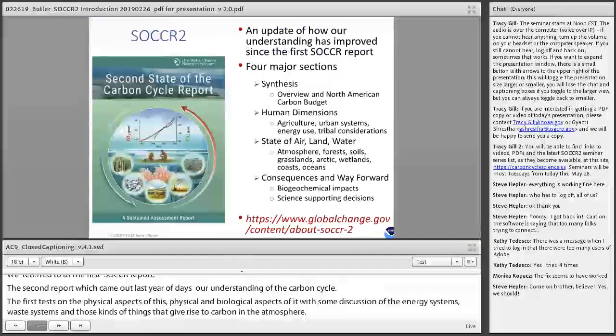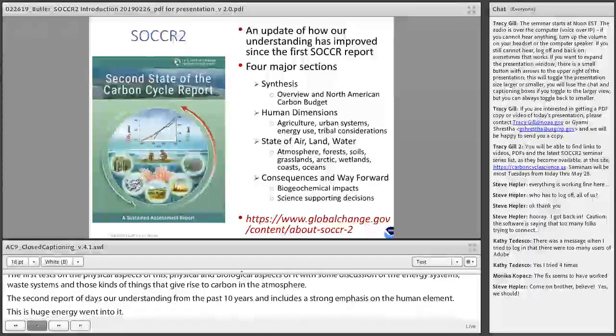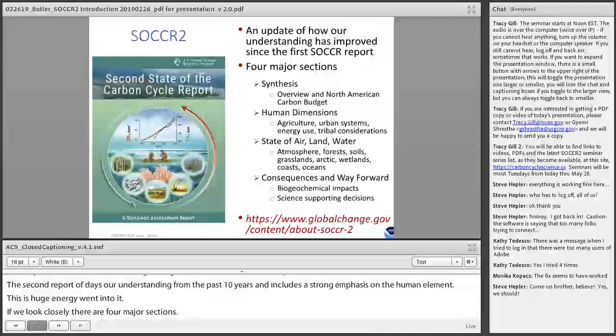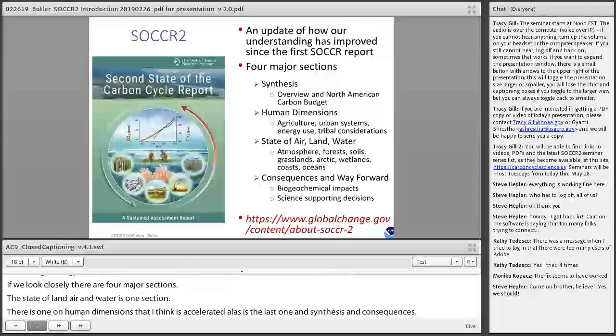If we look a little closer at the second report, there are 4 major sections. The state of the land, air, and water is one section. There's several chapters in each one. There's one on the human dimensions. That's the one that I think has really been accelerated a lot since the last one. A synthesis and consequences and way forward. So this is stepping up a bit. It's more than just the physical system. The humans are involved, and we can't forget that.